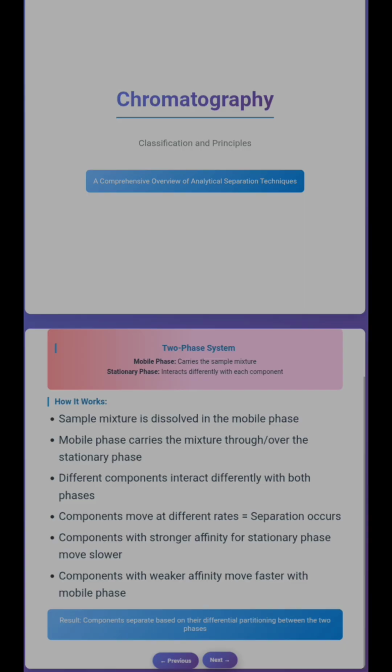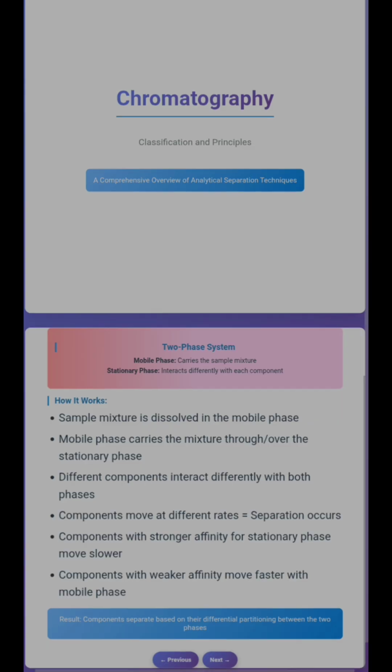How does it work? First, the sample mixture is dissolved in the mobile phase. Second, the mobile phase carries the mixture over the stationary phase. Third, different components interact differentially with both phases. Fourth, components move at different rates and separation occurs.